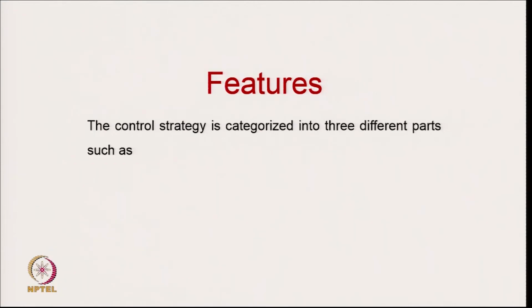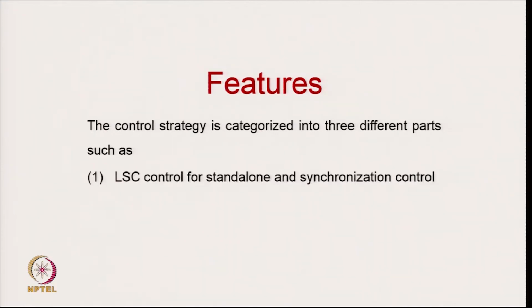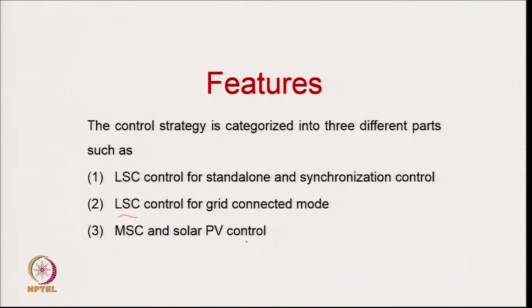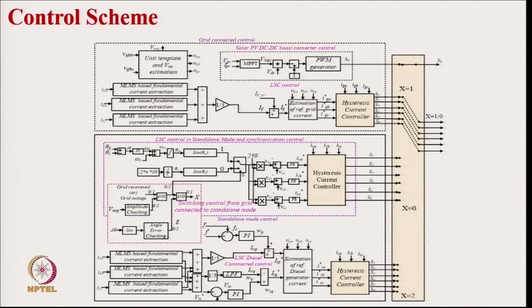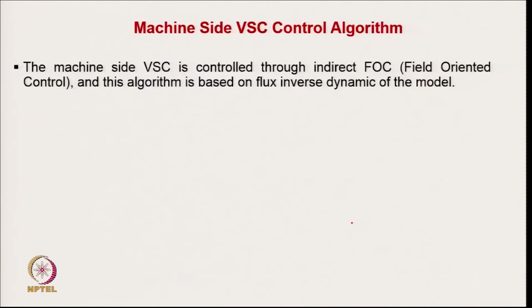So, the control stage is categorized into 3 different parts: load side converter control for standalone and synchronization control, load side converter control for the grid connected mode, and machine side converter and solar PV control. So, this is the complete algorithm for grid connected mode. This is the portion for standalone mode, with the synchronization taking place, and this is the standalone mode of operation of this system.